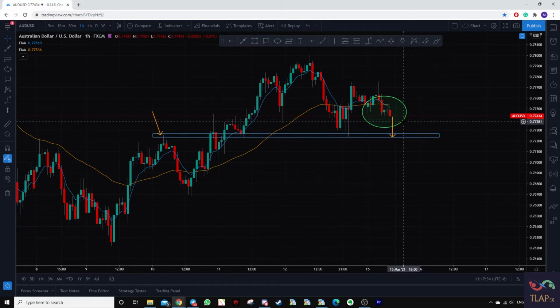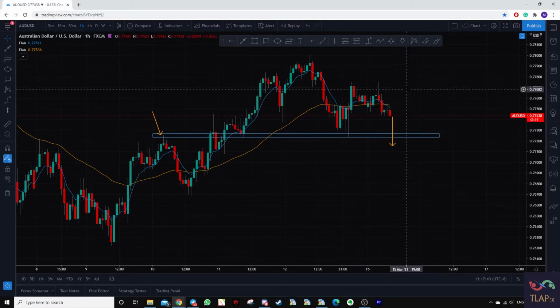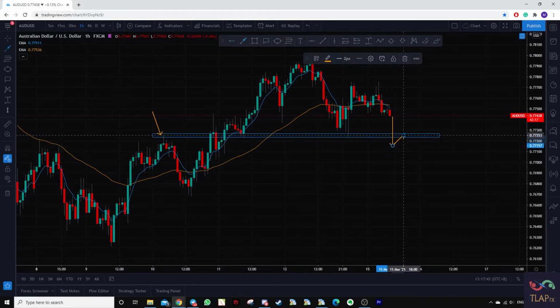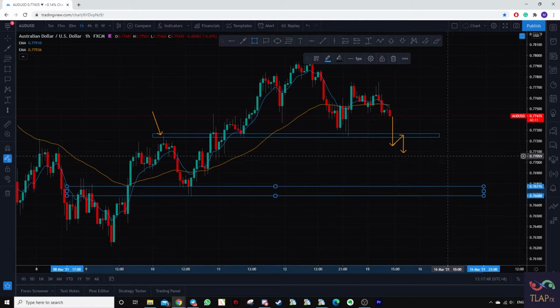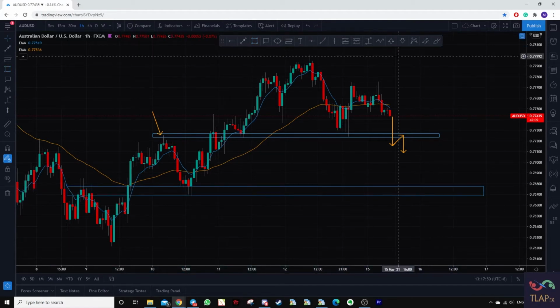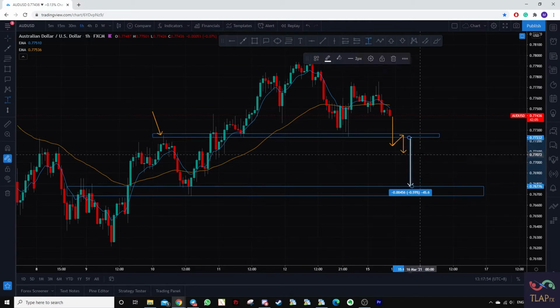So we would like to see what happens at this zone, and if prices fail to hold, resulting in a breakthrough, we can wait for a retest or an entry, and this should move prices towards the next support area over here. So we look at our range, we should have at least 45 pips.